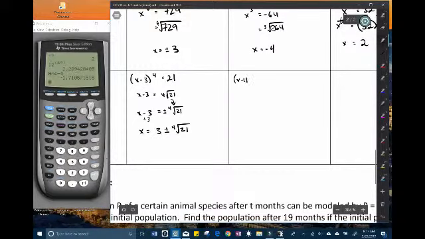X minus 4 to the fourth is negative 26. Again, negative 26, the fourth root. That is not possible. So a little trick question here. Again, can't have even and negative. So there are no solutions. No real roots.